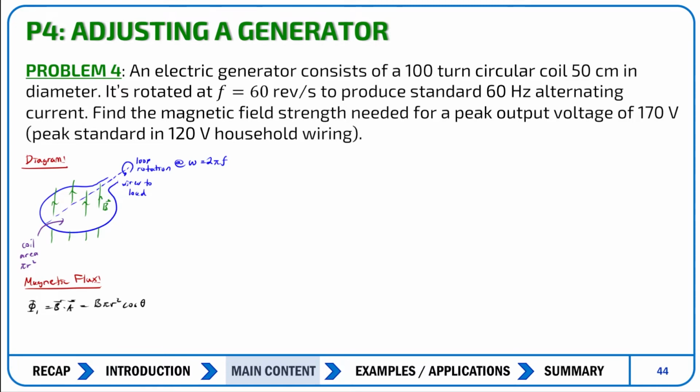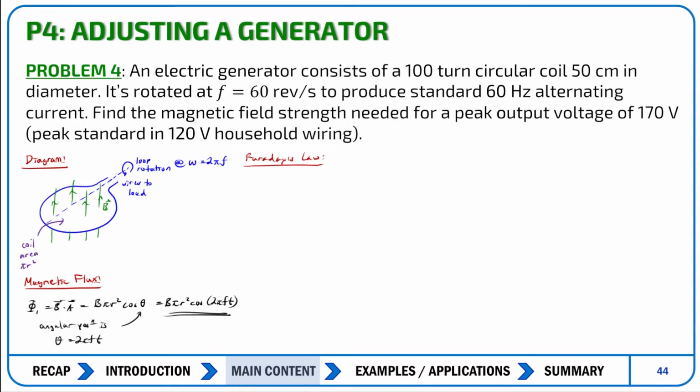Now, we can't just assume that cos theta is either 0 or 1 in this case. Theta is going to change as we rotate. So that means we have to do another analysis. We're going to then take a look at Faraday's law. The loop is going to rotate with a constant angular speed of 2 pi f. So that means its angular position is given by theta equals 2 pi f times some sort of time t. So therefore, we end up with B pi r squared cosine of 2 pi f t.